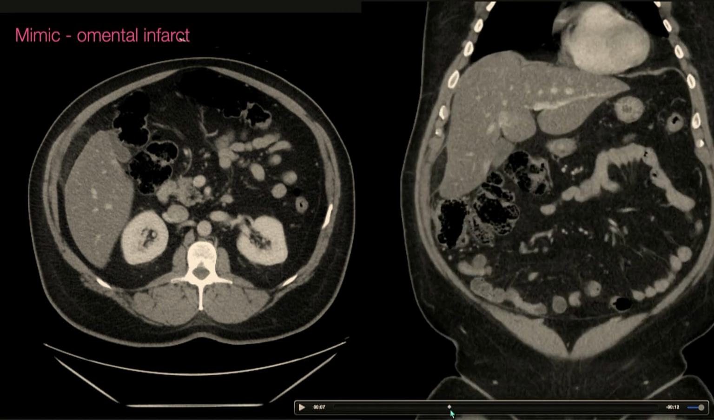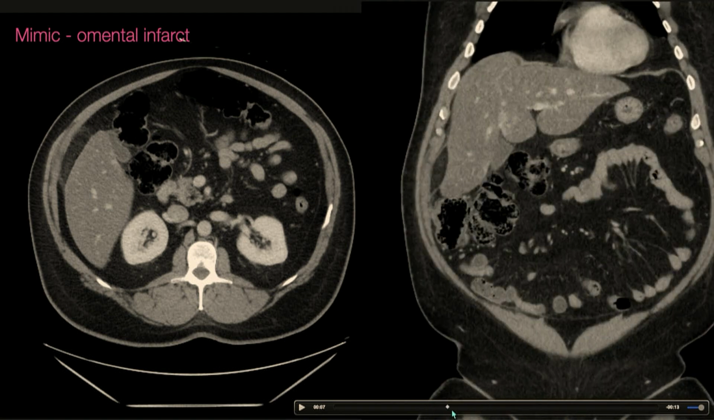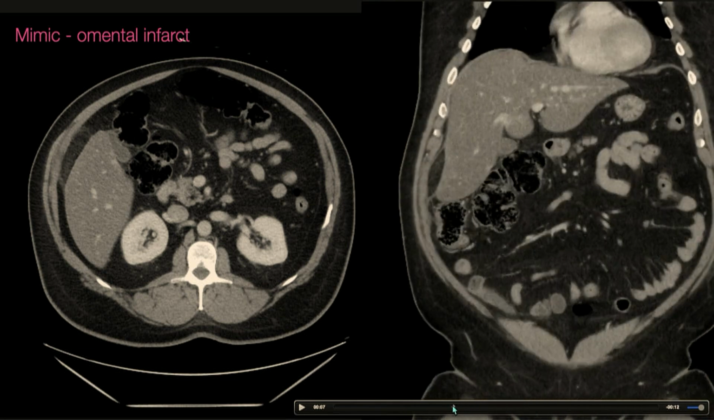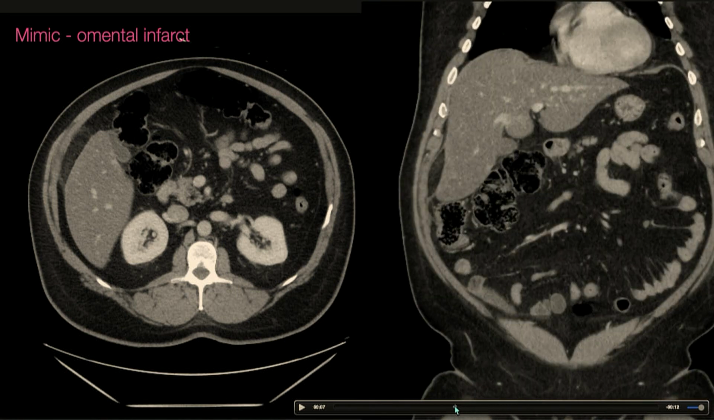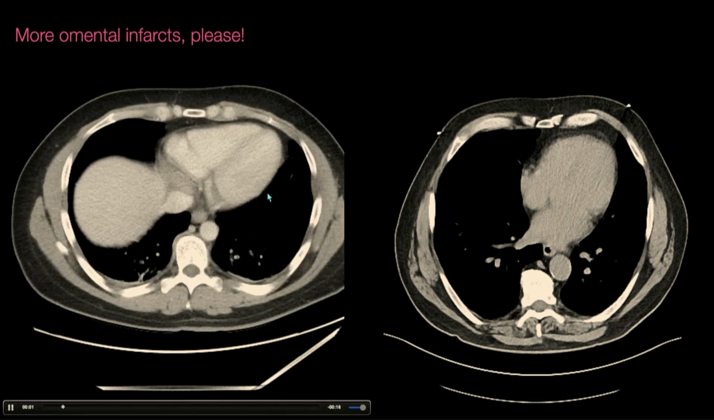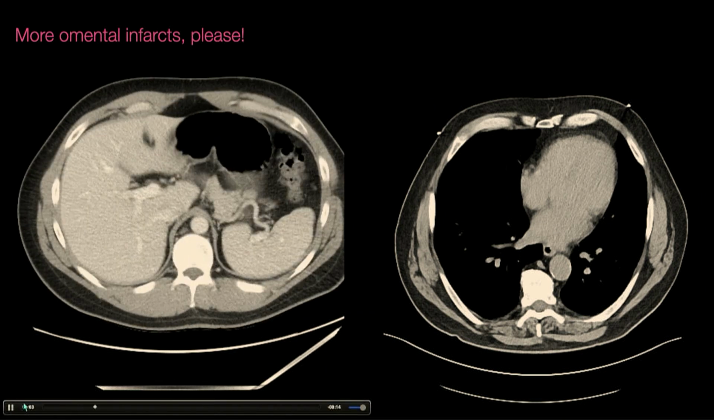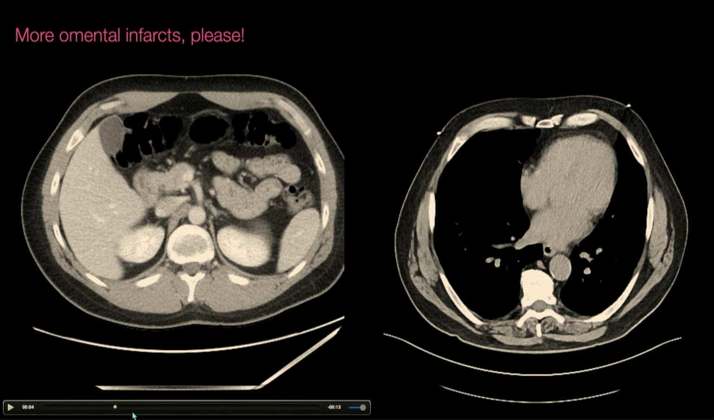And just scrolling backwards a little bit, so you get the sense of the shape that the infarct has taken, and the little bit of mass effect that it's having on the liver. And this is accounting for right abdominal pain, omental infarct. And of course, we all want more omental infarcts, so let's take a look at another example.